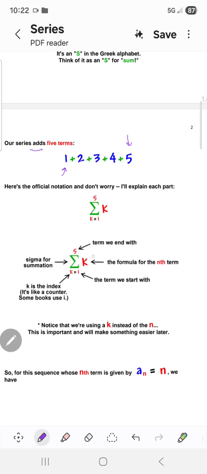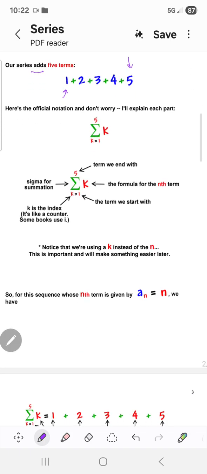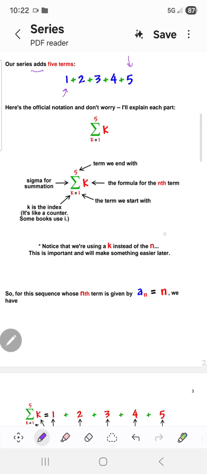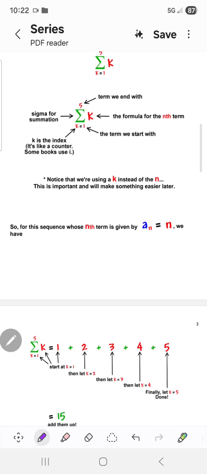So sigma is the notation for sum. This is the formula for the nth term, whatever it may be. This is called the index. It's like a counter. Some books use I. And this is the term that we start with. So we plug in values, and we're going to stop here. Notice that we're using K instead of N. The importance of that will come later, but just know that it's a little bit of a different notation here in the notes.